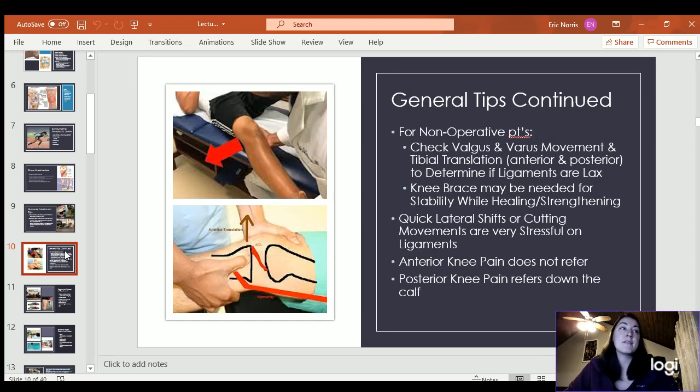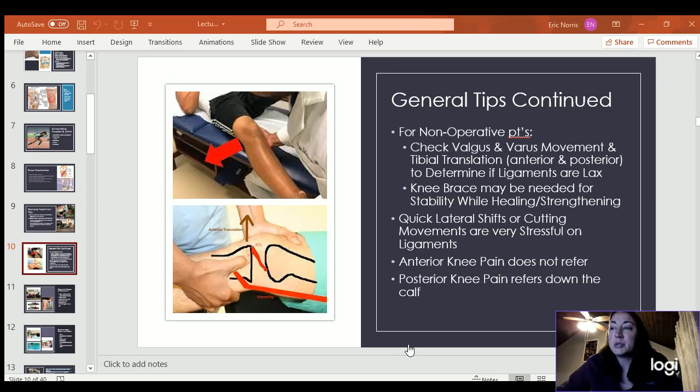So a valgus force. Valgus would be more towards the middle. Sorry. Valgus forces would be medial pressure checking the MCL, and then the varus force is the lateral pressure checking the LCL, just to make sure that the stability is there. If there's not enough stability at the knee, then a knee brace may be needed initially. Of course, the longer you wear a brace, the more you depend upon it.